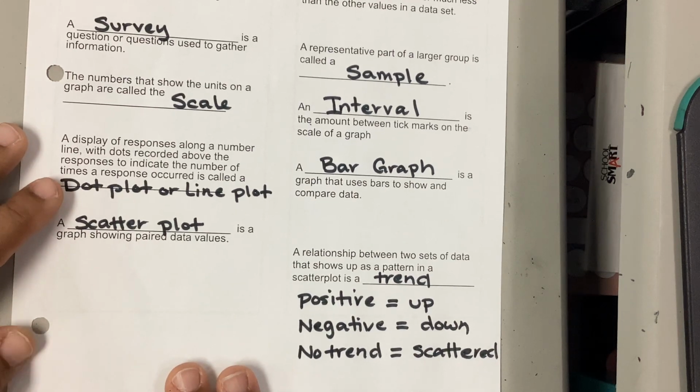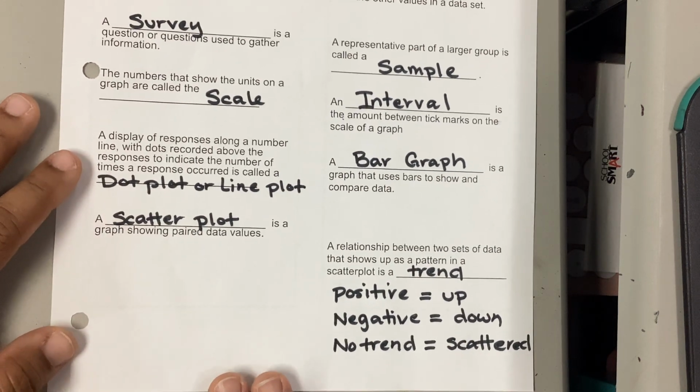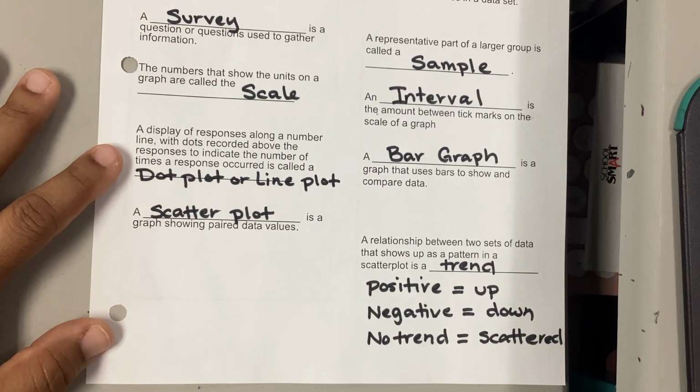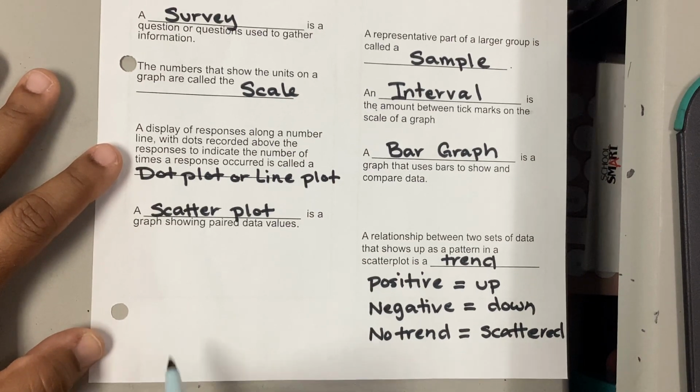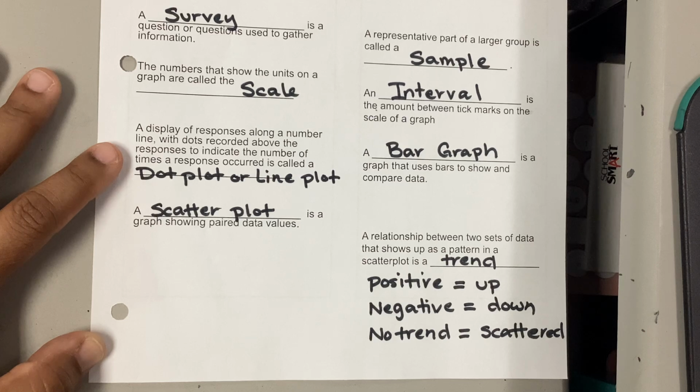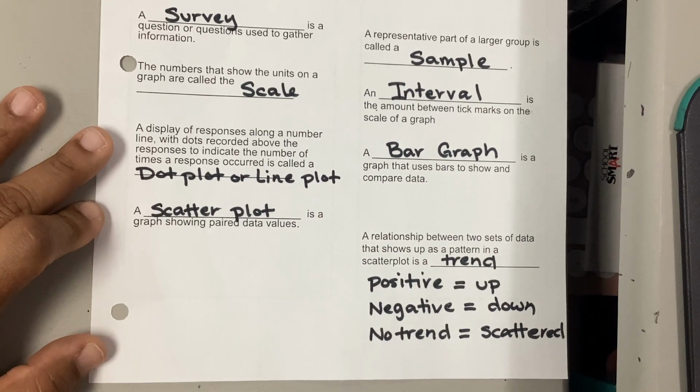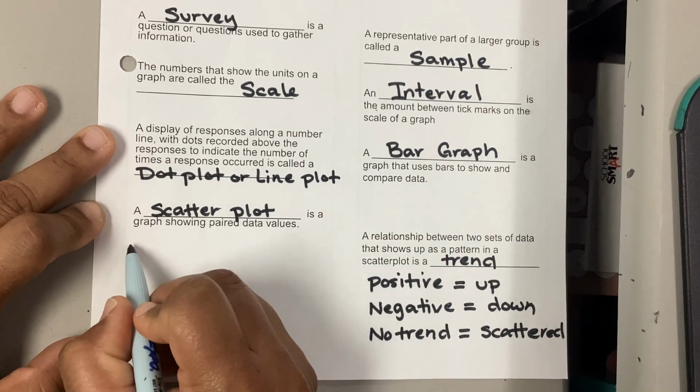There's one other graph that we need to talk about, and it's not on here, so you're going to have to write this in. It's the stem and leaf plot. A stem and leaf plot is a convenient way to organize numerical data using place value. So I know that's a lot, so take your time. I'm going to write it out.